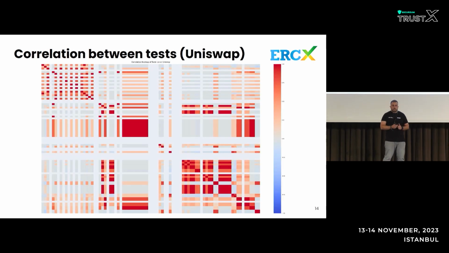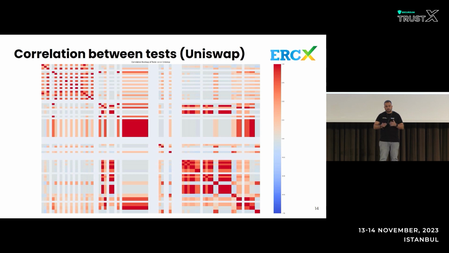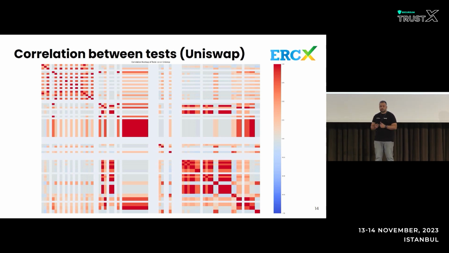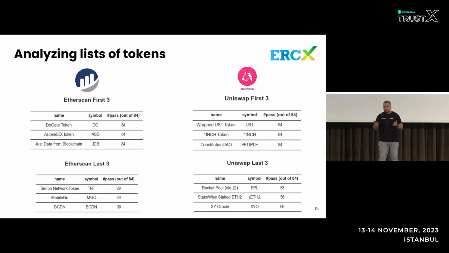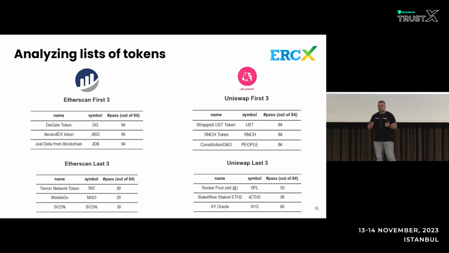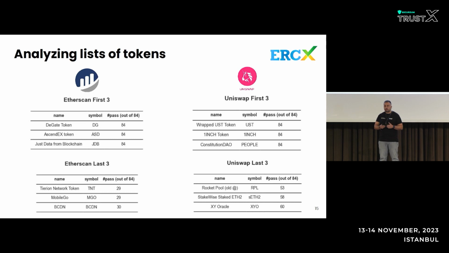Displaying the same correlation heat map on Uniswap, we find the same patterns appearing, and we can confirm the previous conclusions. Now, moving on to the analytics on tokens, the simplest metric we can use to compare tokens is simply the number of passing tests. So counting the number of passing tests for tokens allows you to sort your list of tokens and, for instance, identify the list of top 3 and last 3 tokens.